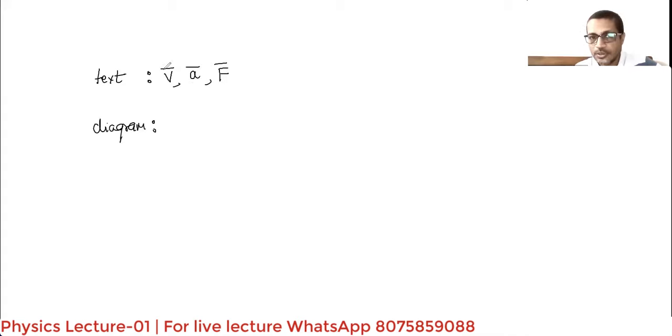In textbooks, you won't see these bars. Because when you are typing something, writing a letter and putting a bar on that is very cumbersome. It's not very convenient. So in textbooks, if they want to indicate velocity, they'll indicate velocity like this. Do you see the difference between the above V and this one? This is called bold face letter. This is a normal letter. If they want to indicate acceleration, they'll indicate acceleration like this with a very thick font. If they want to indicate force, they'll indicate force like this.